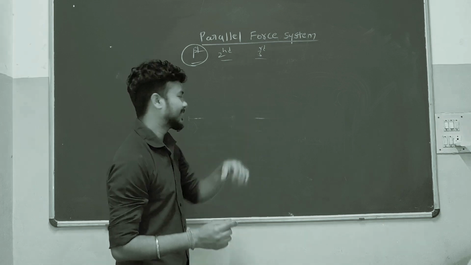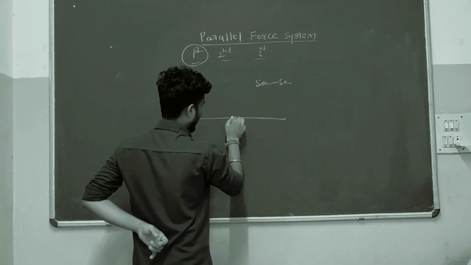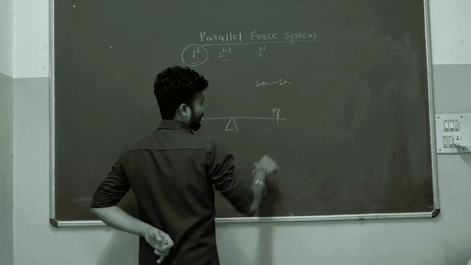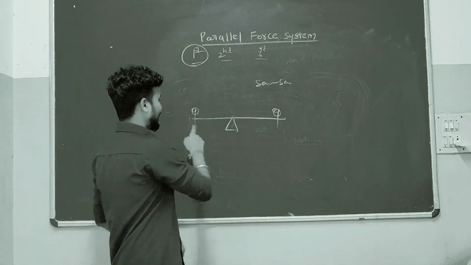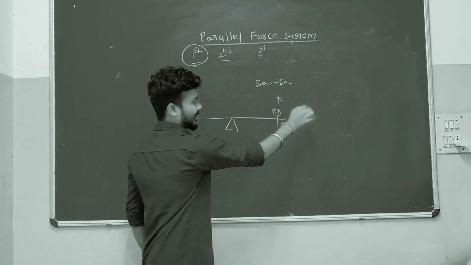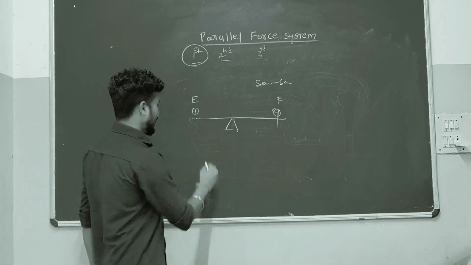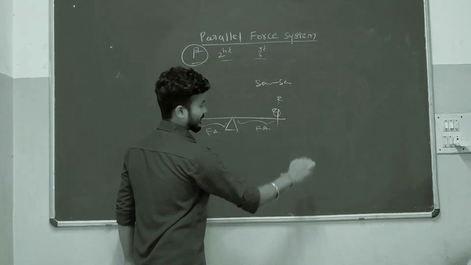Now a very classic example. We will see a very classic example for a lever. Here a seesaw will be there. Here is the axis. Here one child will sit, and here one more child will sit. Suppose this child is the effort, and this child is the resistance. So here the effort arm is equal to the resistance arm.